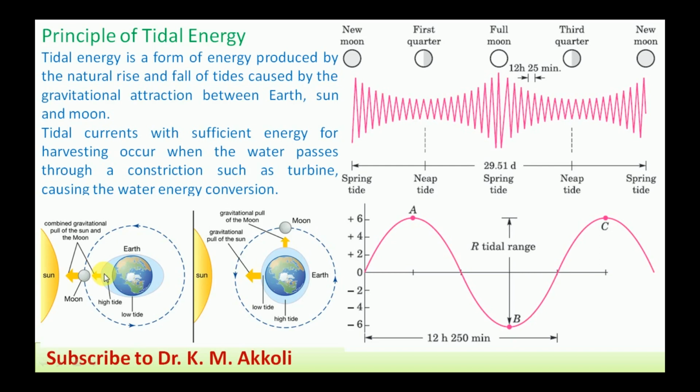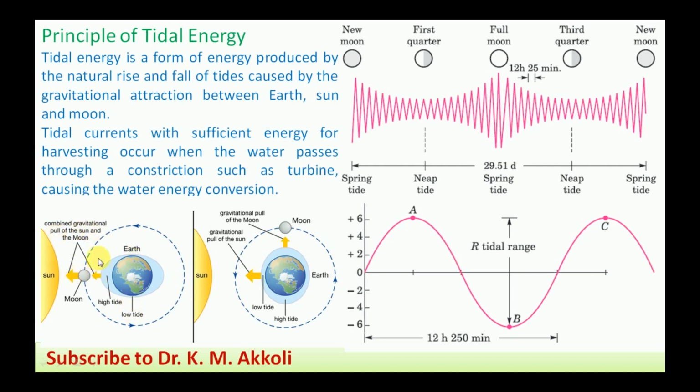The attraction takes place between all three, the sun, moon and the earth, and due to that the water surface is raised here, and that we call a high tide. The water is raised at the seashore. Exactly at right angles to that, the sea water level will be lower, and those we call a low tide.